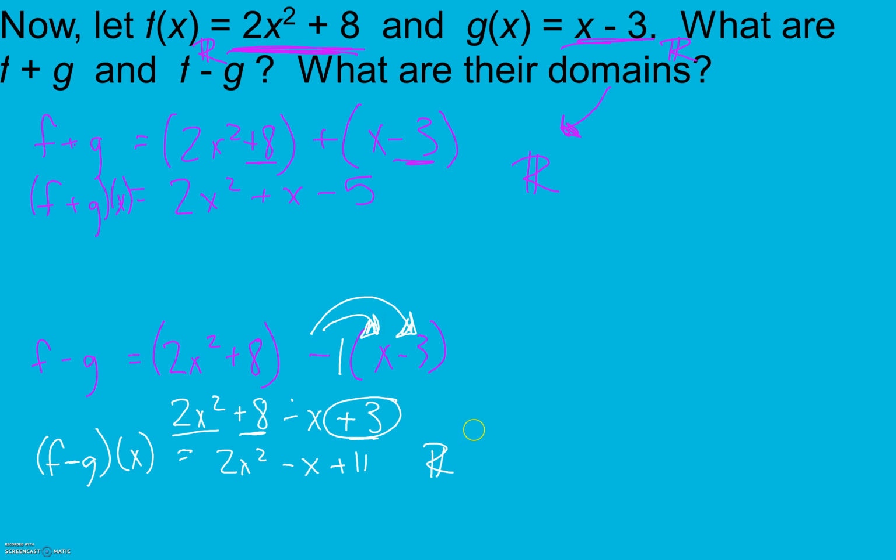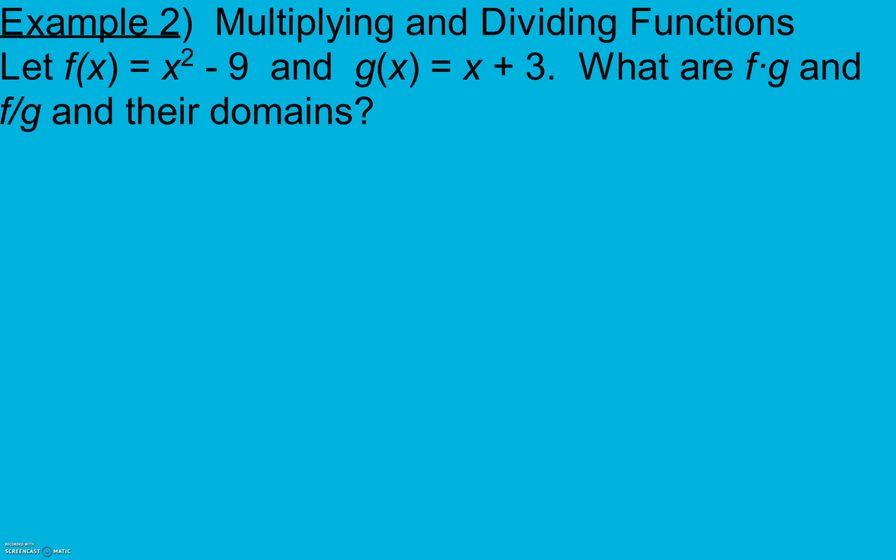And again, all real numbers here. In example 2, we're multiplying and dividing functions. So here are my f of x and my g of x again. We want f times g and f divided by g.